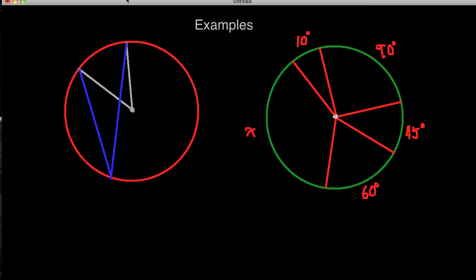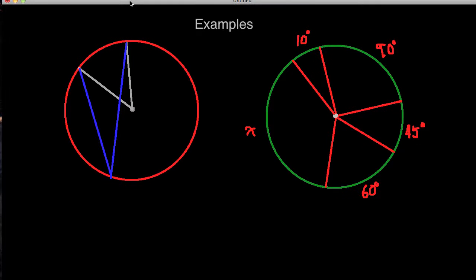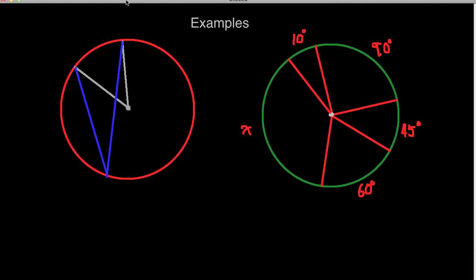I want to do some examples of inscribed angles and central angles. First, let's look at this diagram right here on the left-hand side. We have the central angle here marked as shown. This angle right here is the central angle. And if we say, for example, that that angle is 45 degrees, that's what we would say is the angle of this arc, which is the arc that is circumscribed by that central angle. Okay, so this arc is 45 degrees.